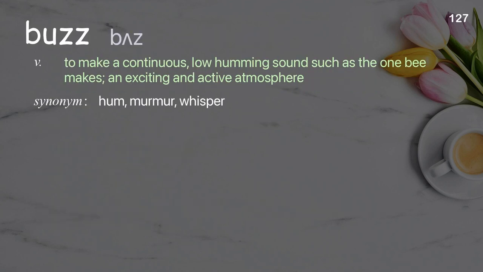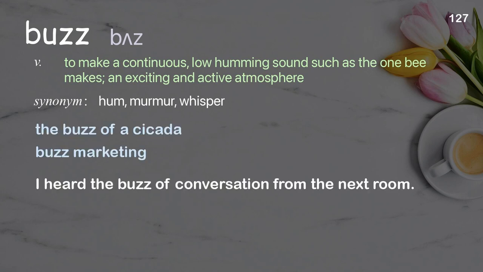Buzz. To make a continuous, low humming sound such as the one a bee makes, an exciting and active atmosphere. Examples. The buzz of a cicada. Buzz marketing. I heard the buzz of conversation from the next room.